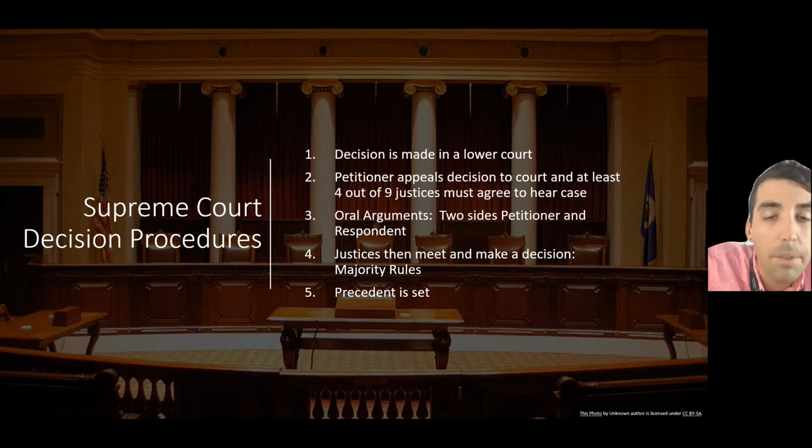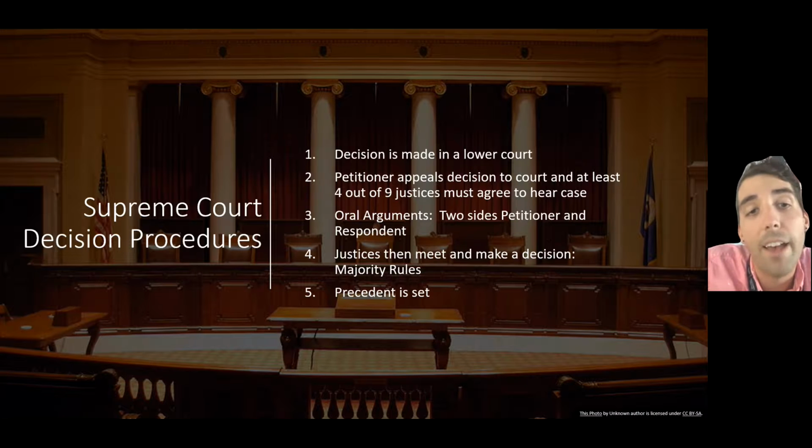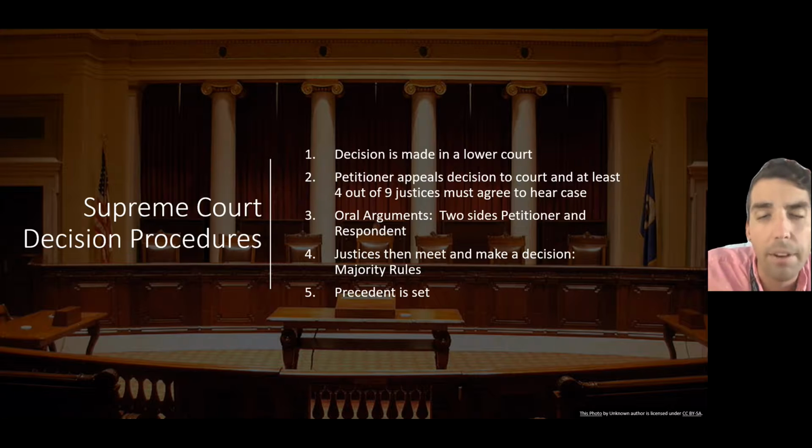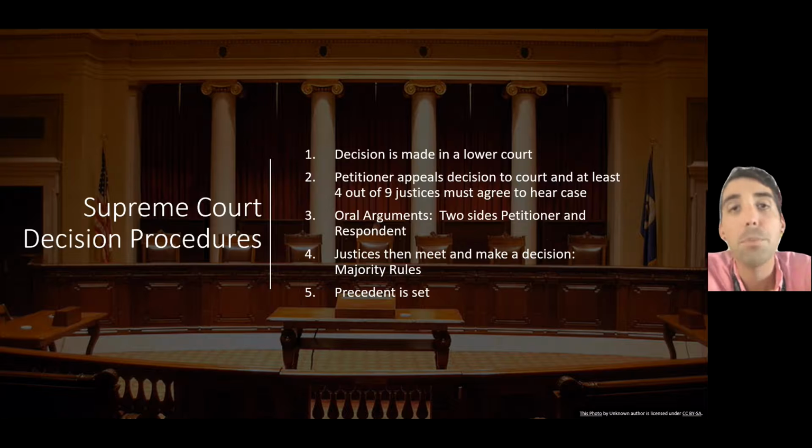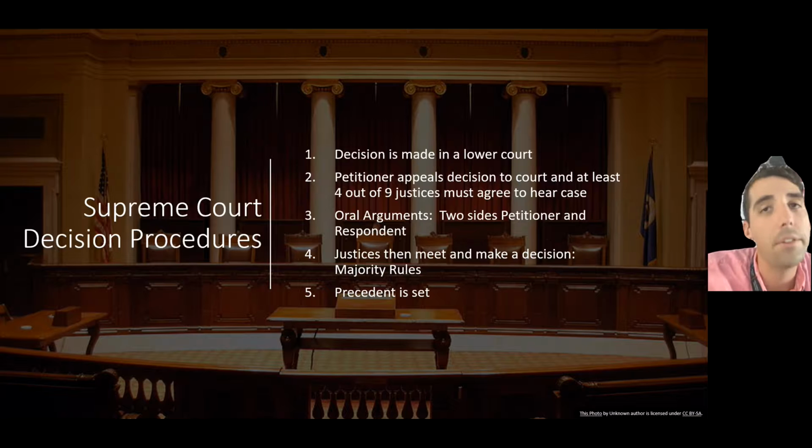There will then be oral arguments where two sides, the petitioner and the respondent, will have a chance to present the facts of the case. So the petitioner is the one that brought the case to the court. They're the ones that either were found guilty or didn't like the way the court below came up with its decision. So they're petitioning for the Supreme Court to overturn it. And the respondent is the person on the other side, who is trying to keep or uphold what was stated in the courts below the Supreme Court.